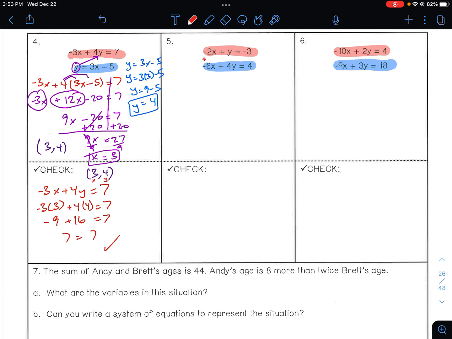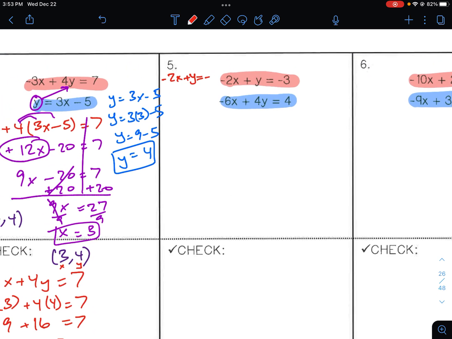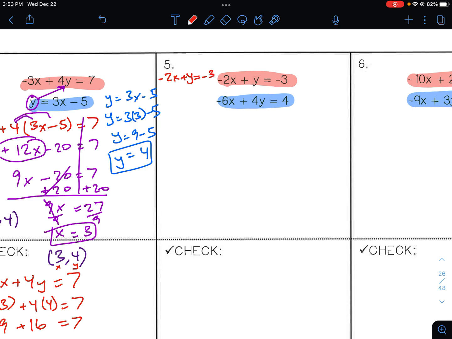all I need to do is add 2x to both sides, right? Because that'll cancel. And then what do I get? Let's write it on the side. Negative 2x plus y equals negative 3. What I'm going to do is add 2x to both sides. That'll cancel. Plus 2x. And then I end up with y equals 2x minus 3. So I'm going to rewrite that: y equals 2x minus 3.